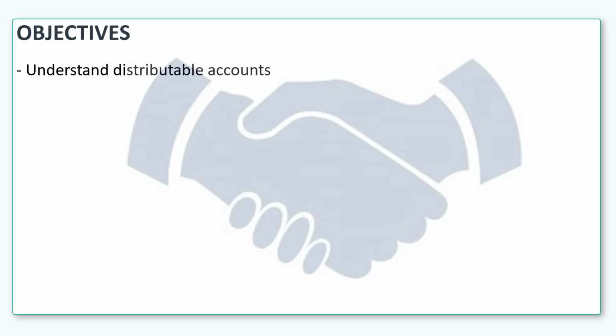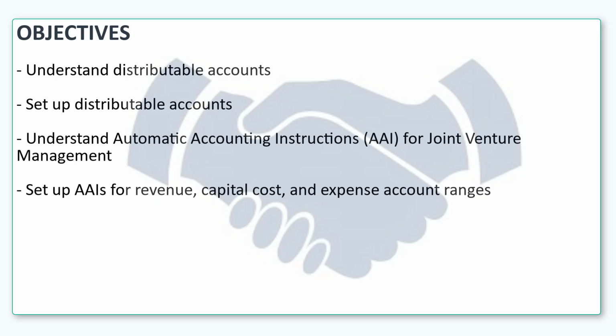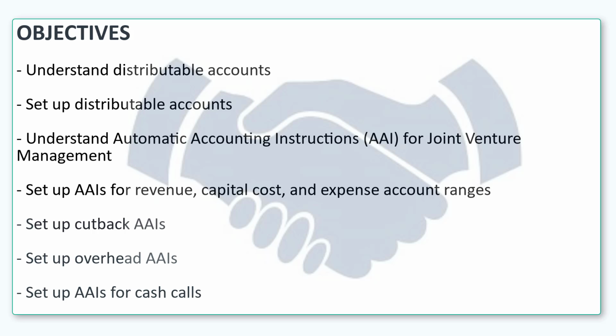The objectives of this tutorial are to understand distributable accounts, set up distributable accounts, understand automatic accounting instructions for joint venture management, set up AAIs for revenue, capital cost, and expense account ranges, set up cutback AAIs, set up overhead AAIs, and set up AAIs for cash calls.